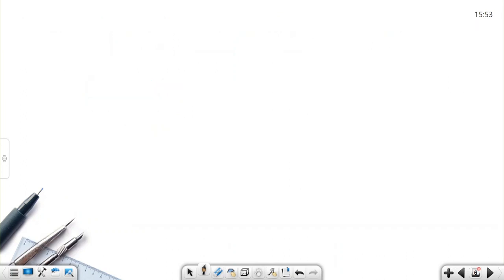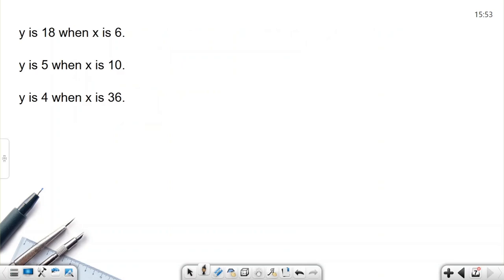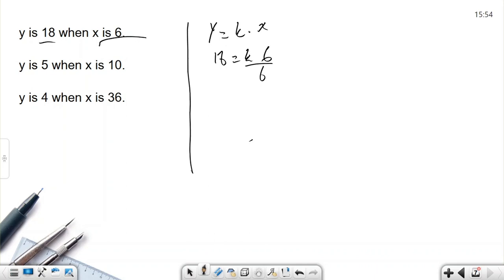Let's continue. Now y is 18 and I'm trying to write an equation of direct variation with the given values. All the time I'm going to use y equals k times x. So y is 18: 18 equals k times x, and x is 6. Divide by 6, divide by 6. k equals 3. So for the first one, y equals 3 times x, or y equals 3x. That's the first one.